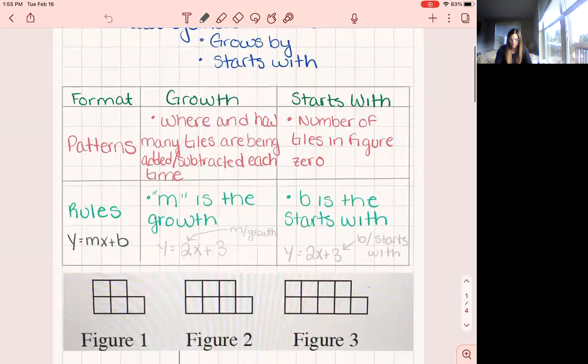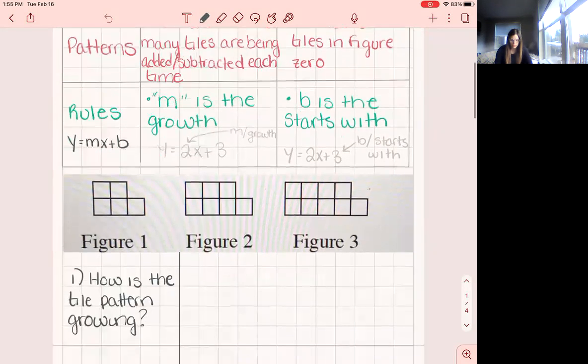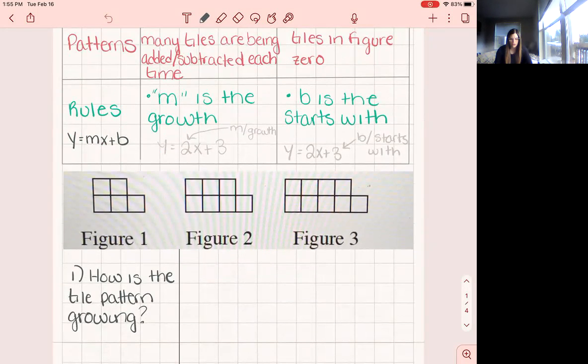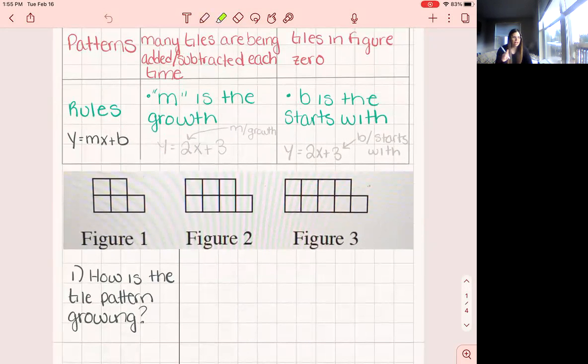So the first thing you need to do is copy these in there. So again, I'll pause and let you get figure 1, 2, and 3. Okay, so we're going to answer 3 questions, and I'm going to show you how to show your work for those 3 questions. So the first one is, how is the tile pattern growing? So what I want you to do is you either need to take a highlighter or a color, doesn't matter what color, and we need to highlight on the pattern, directly on your picture, where is the growth happening?